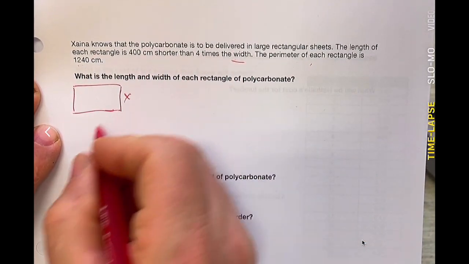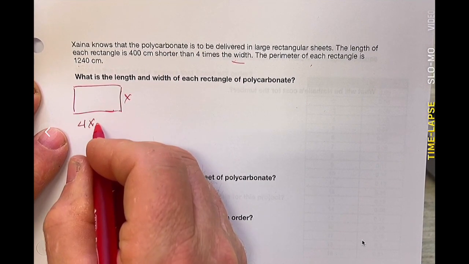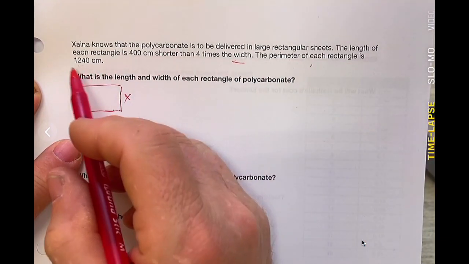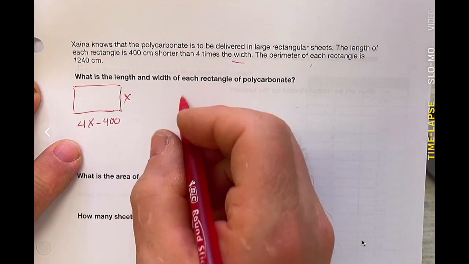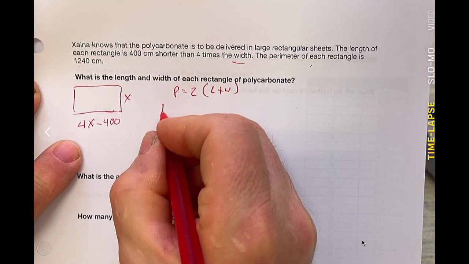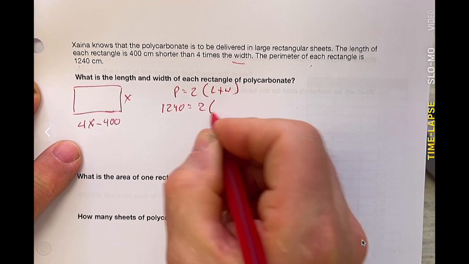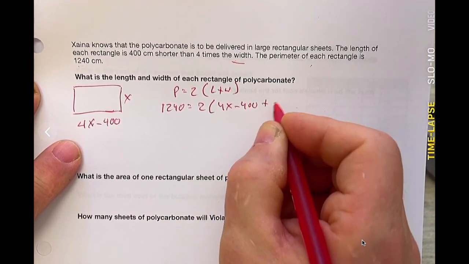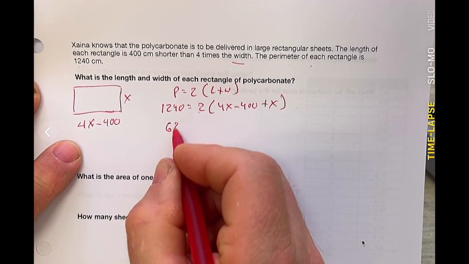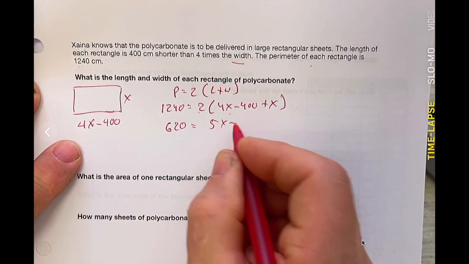The width is x. The length is 400 centimeters shorter than 4 times the width. 4 times the width is 4x. 400 centimeters shorter is minus 400. The perimeter of each rectangle is 1,240 centimeters. Perimeter is 2 times the length plus the width. That's 1,240 is 2 times the length, which is 4x minus 400, plus the width, which is x. Divide both sides by 2. That gives me 620 is equal to 4x plus x, which is 5x, minus 400.